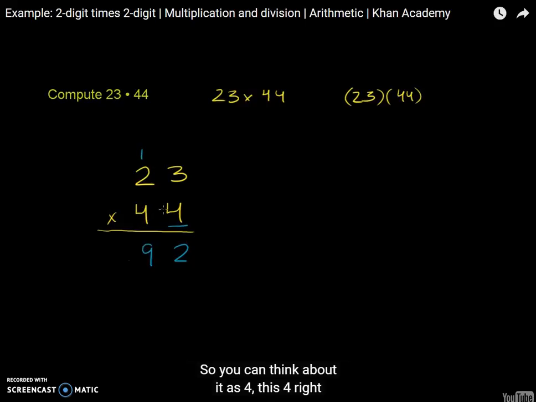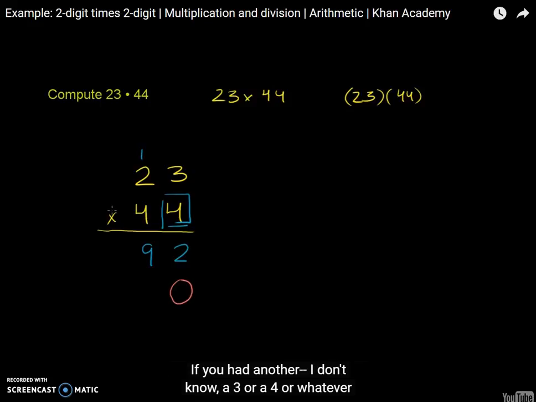So you can think about it as this 4 right here times 23 is 92. That's what we just solved for. Now, we want to figure out what this other 4 times 23 is. When you just do it mechanically, when you just learn the process, you stick a 0 here. But the whole reason why you're putting a 0 here is because you're now dealing with a 4 in the tens place. If you had another digit, and you're dealing with the hundreds place, you'd put more zeros here.